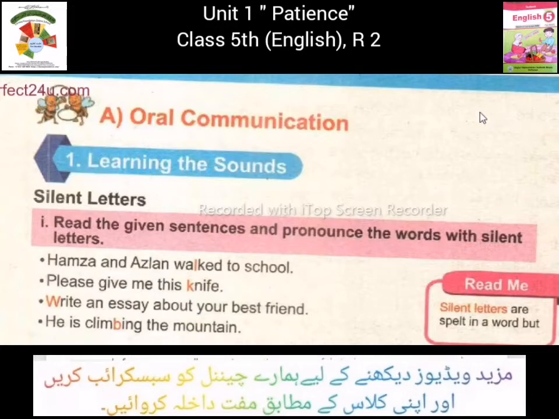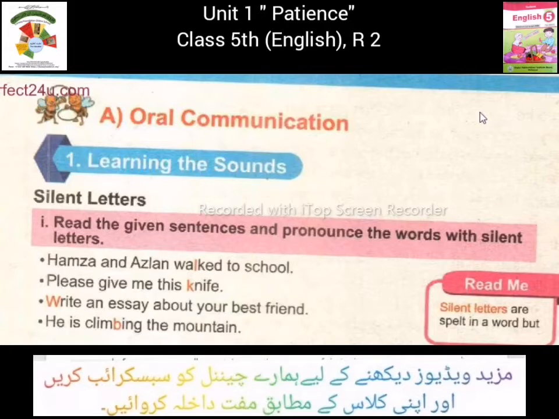Next is: please give me this knife. Here in the word knife, K is a silent letter. We will not pronounce it with a K sound. So the K letter is silent. Next: Write an essay about your best friend. In write, the W letter is silent, because when we pronounce this word, it is right. So the initial sound is R, not W.